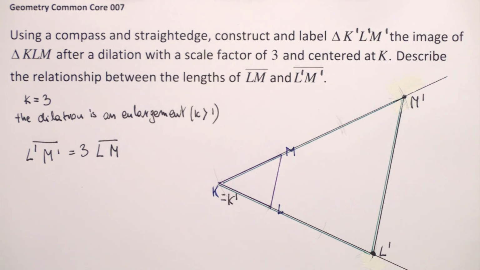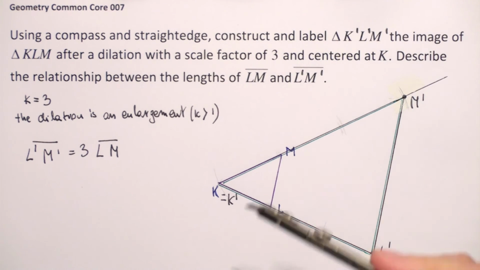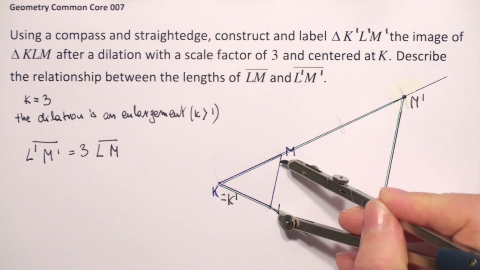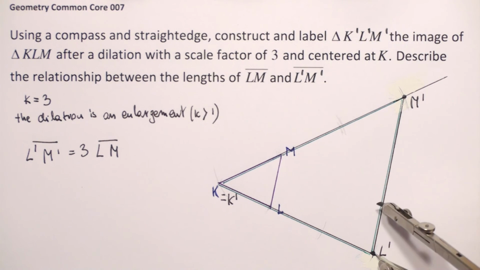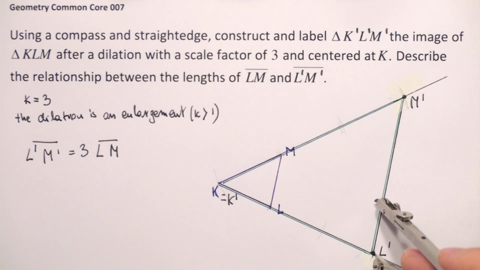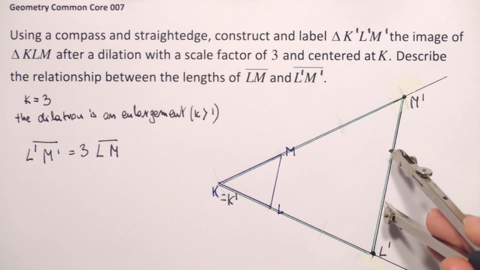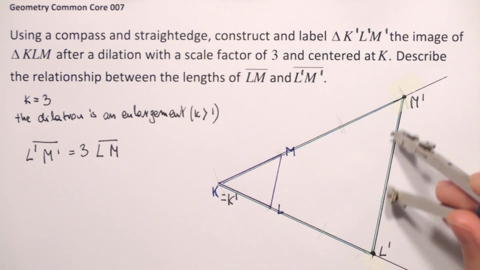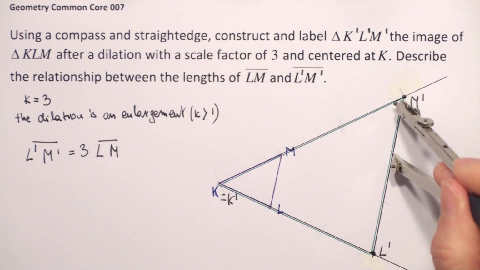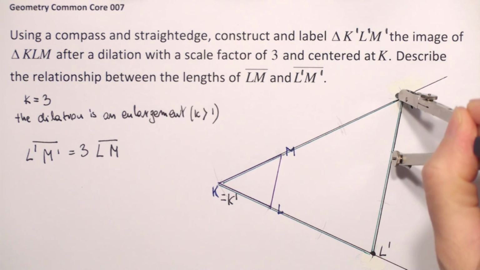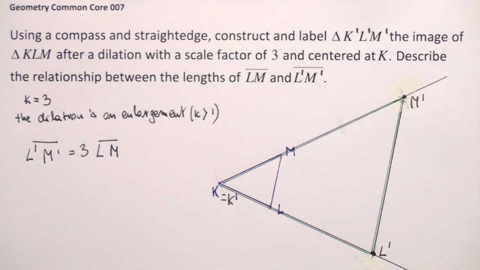And always you can check using the compass if this is true. We measure the segment KM with the compass. And now when we measure 3 times the segment from L prime, we have point M prime. So the measure of L prime M prime is 3 times the segment LM.